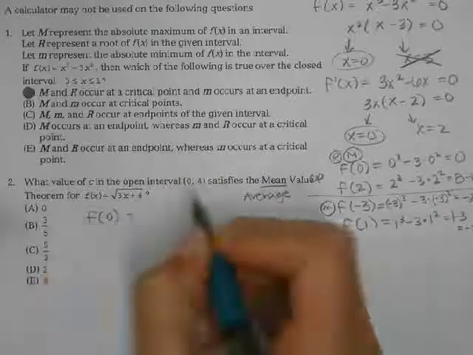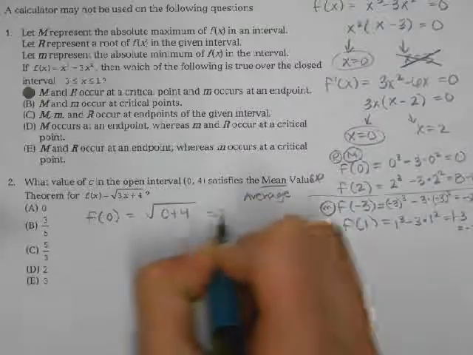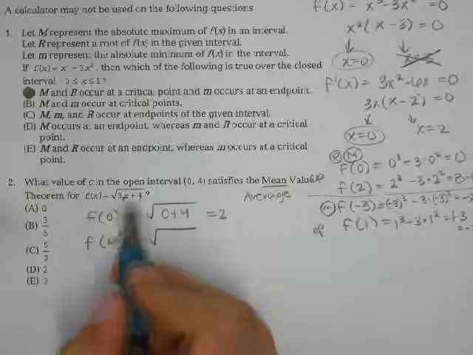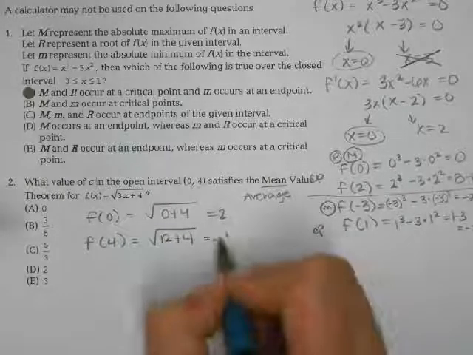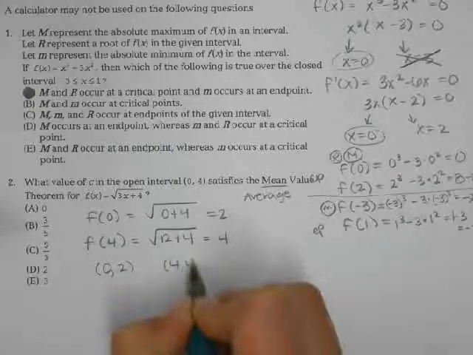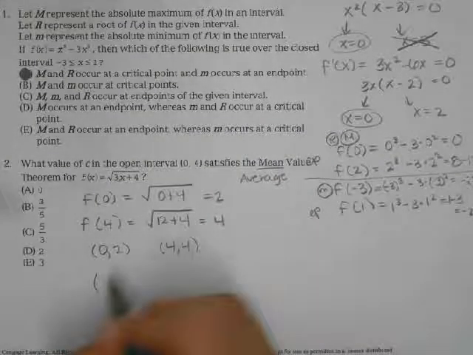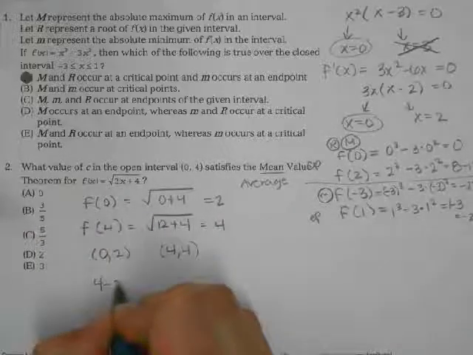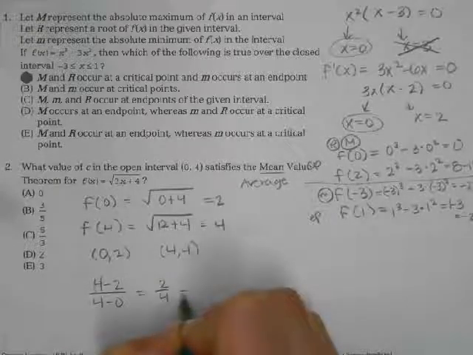So f of 0 would be the square root of 0 plus 4, which is 2. f of 4 would be the square root of 12 plus 4, square root of 16, which is 4. So that gives us the 2 points (0, 2) and (4, 4). So my slope between those two is going to be (4 minus 2) divided by (4 minus 0). So that's 2/4, which is 1/2.